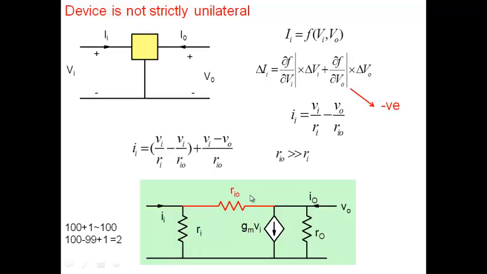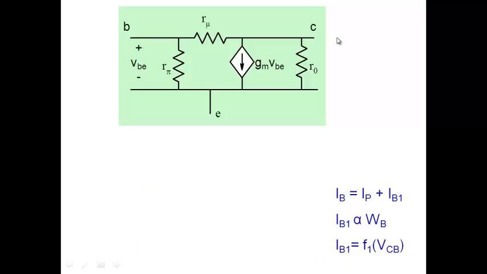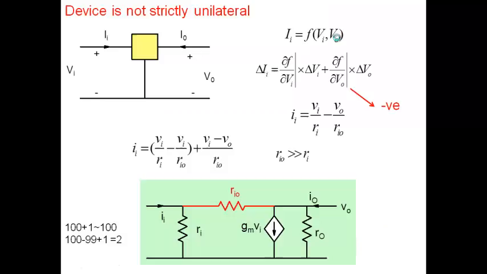If we keep in mind that our device is not strictly unilateral, then we end up getting a resistance between the input and the output, which is a resistor whose value we have to determine depending on how the input current responds to changes in output voltage. Okay?